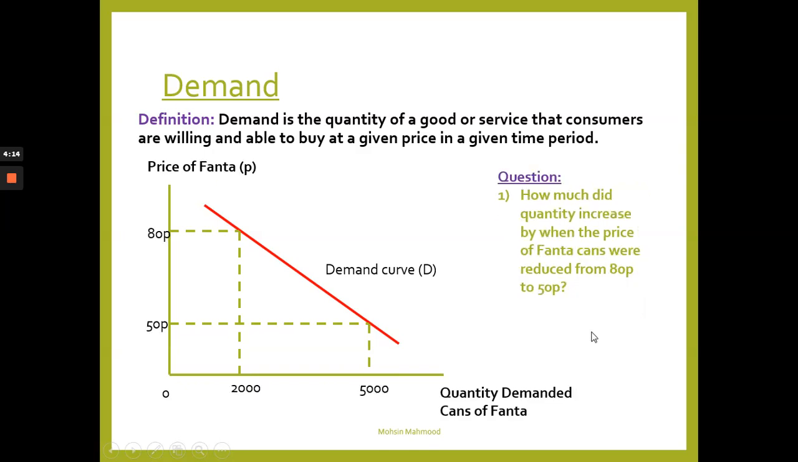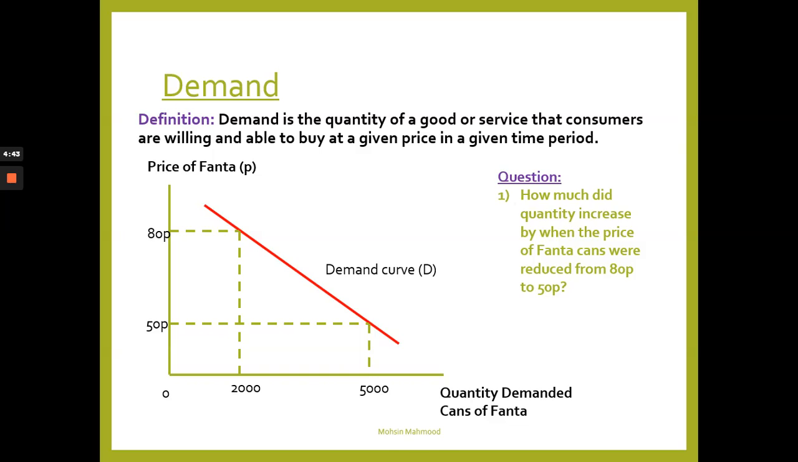Now I've got a question here. How much did quantity increase by when the price of Fanta cans was reduced from 80 pence to 50 pence? Okay, you can pause it and have a look at this slide.